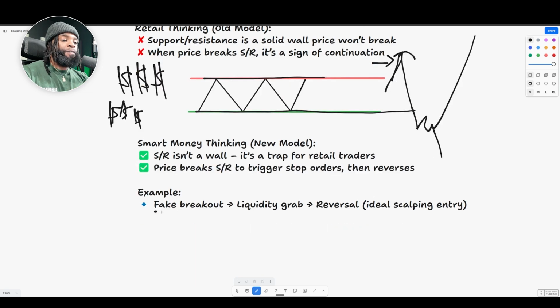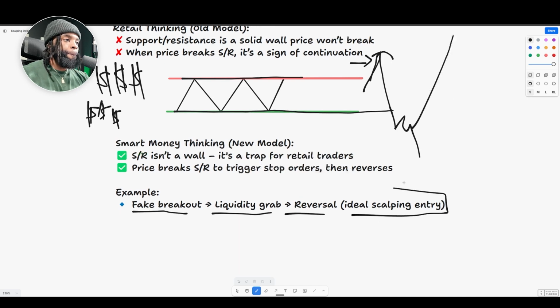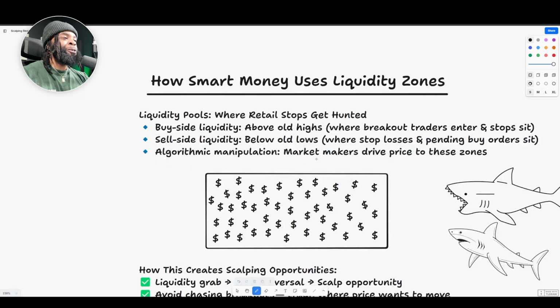So example, fake breakout equals liquidity grab equals reversal, which identifies as a beautiful scalping entry, which you guys will see more when I show you guys that. I want to get into my favorite part, how smart money uses liquidity zones.